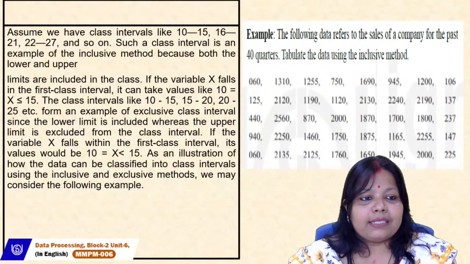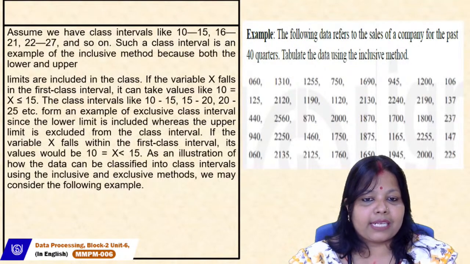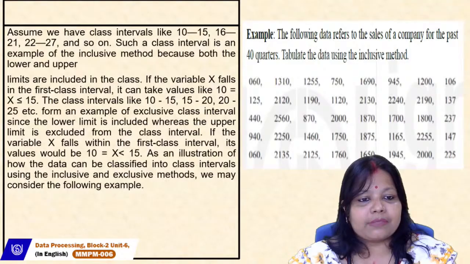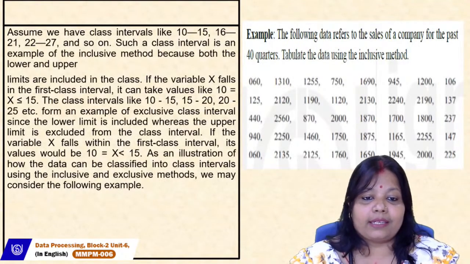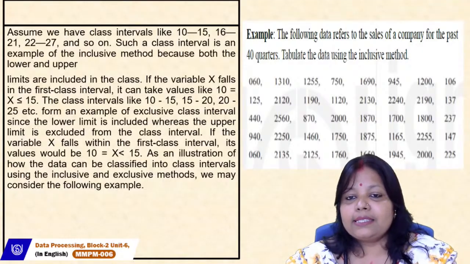So in the exclusive class interval, since the lower limit is included whereas the upper limit is excluded from the class interval, if the variable x falls within the first class interval, its value would be either 10 or more, that is, x less than 15. Because 15 is written, it is not there. So you can see the example over here.